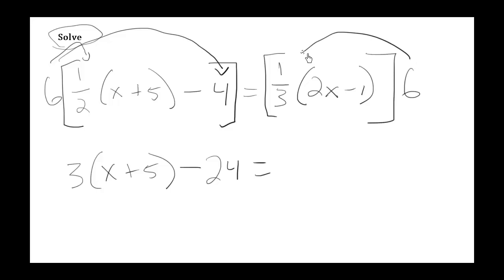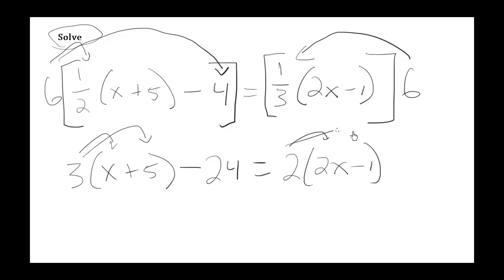And over here, the 6 is being multiplied to there. 6 divided by 3 is 2. We get a 2x minus 1. I've cleared all the fractions. I'm going to go ahead and do distributions here. So I see 2 sets. But this 3 does not get distributed as 24. It's outside the parenthesis. So I get a 3x plus 15 minus 24 equals 4x minus 2.